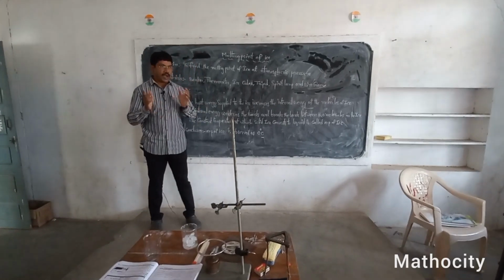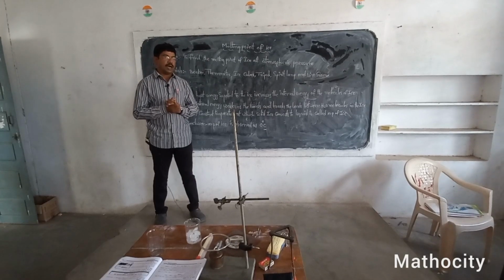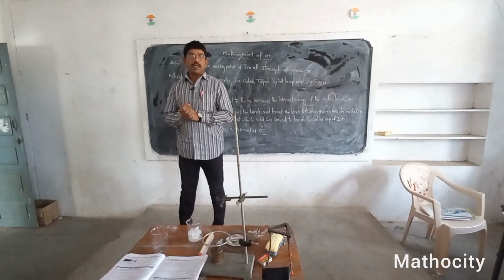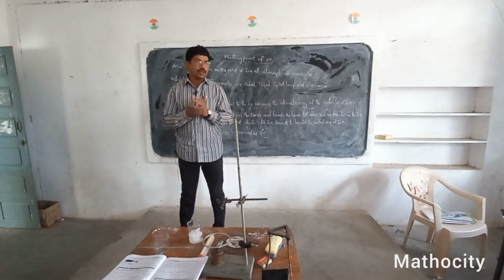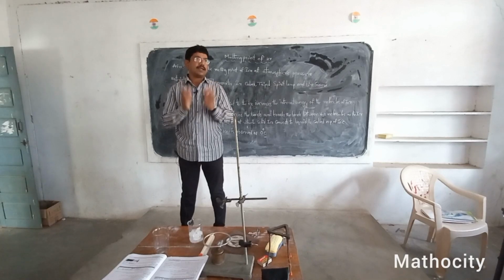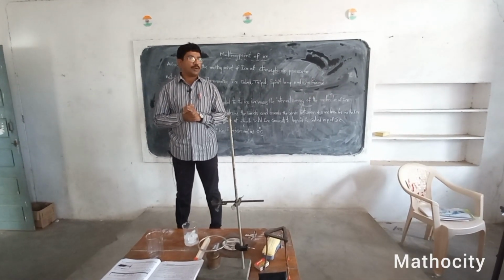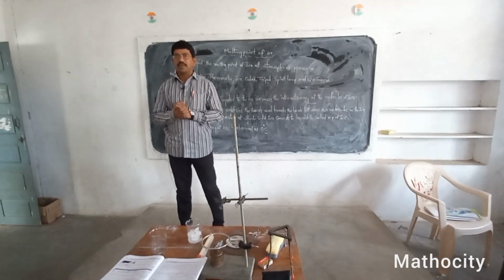We are going to find the melting point of the ice. Already we discussed what is meant by melting. Melting is a process in which a solid substance converts to liquid at constant temperature. In this lab activity, we are going to find the melting point of the ice.